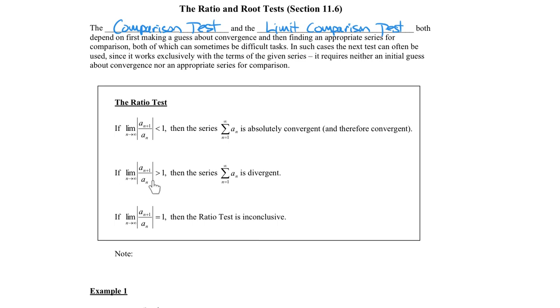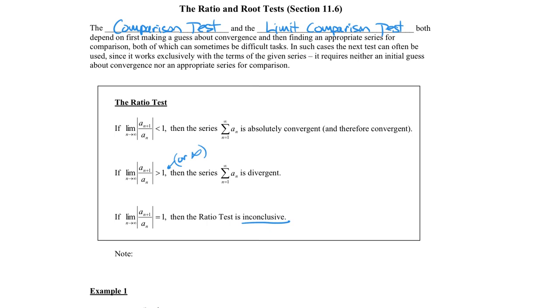If on the other hand we get a number greater than 1 or infinity, so in this case greater than 1, I'm going to say or infinity. If it goes to infinity, then the series is divergent. And the worst case scenario is if we take this limit and we get 1, then the ratio test is inconclusive. So if we get 1, it's inconclusive, which means we need to use another test.